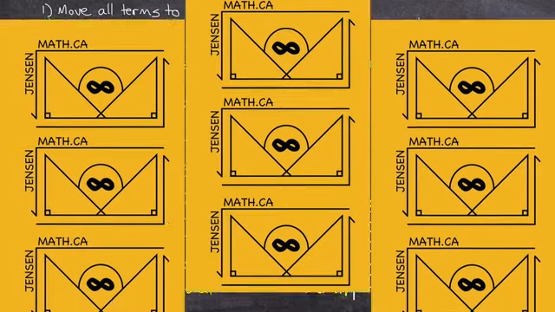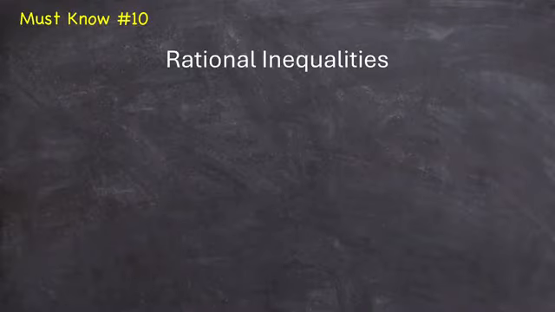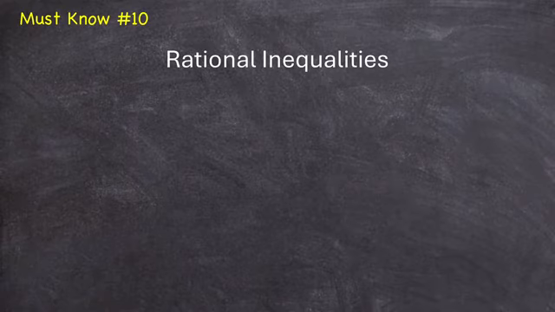Must know number 10, solving rational inequalities. To solve a rational inequality, step 1 is move all terms to one side.